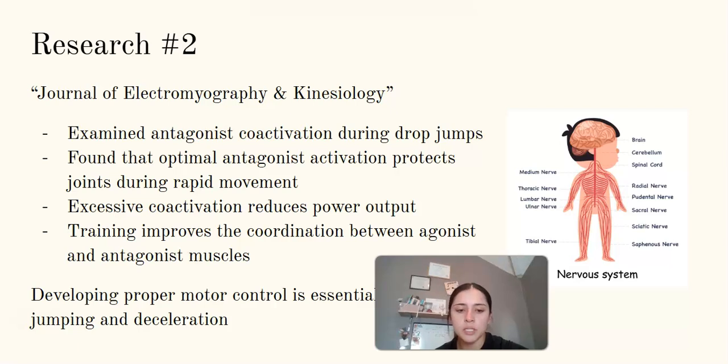In our second research article, it analyzes the antagonist coactivation during a drop jump. They discovered that the proper levels of antagonist activation help protect joints during fast and dynamic movements. This highlights the importance of technique training and neuromuscular control for athletes involved in jumping, sprinting, or rapid deceleration. So, like we said, it's important to not just train the muscles, but also to train our neuromuscular coordination and synchronization.